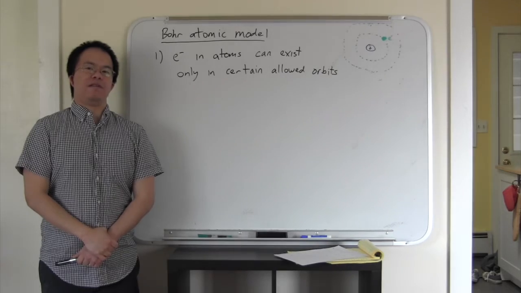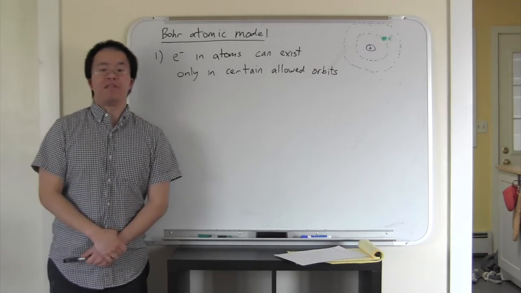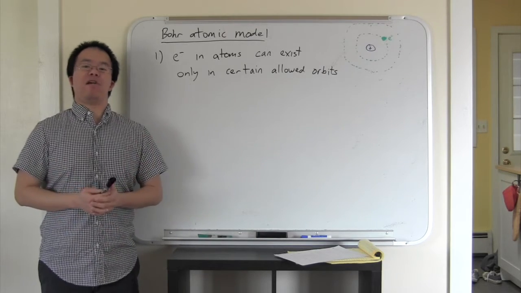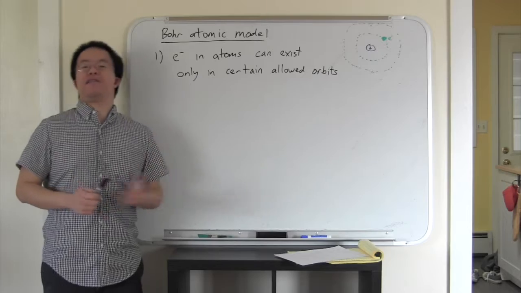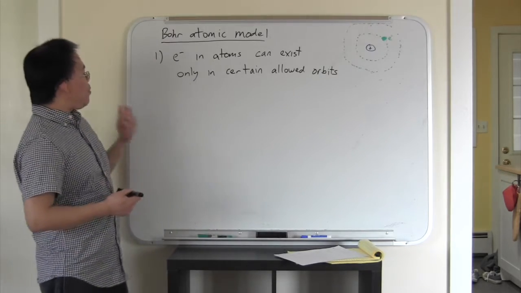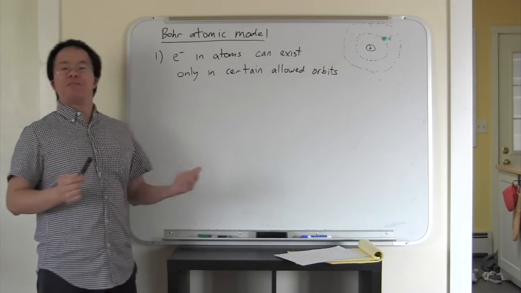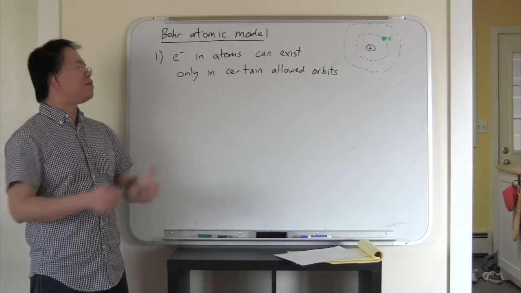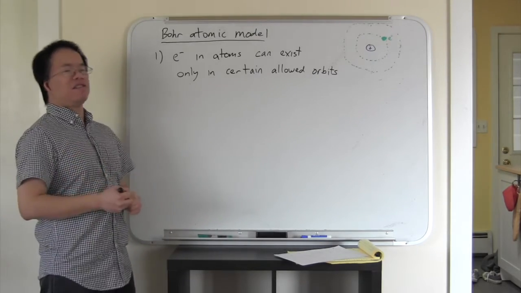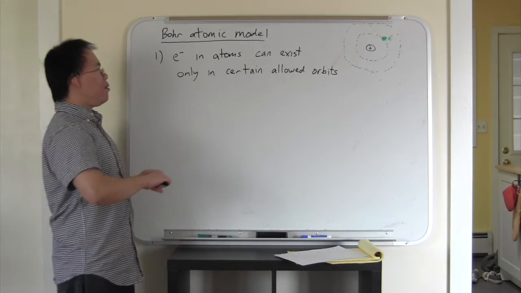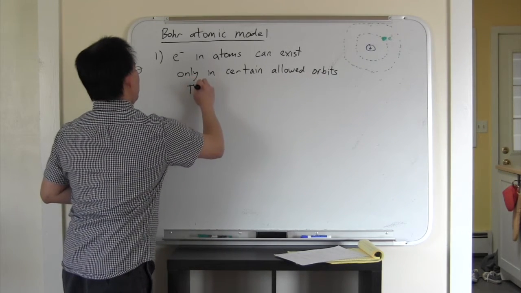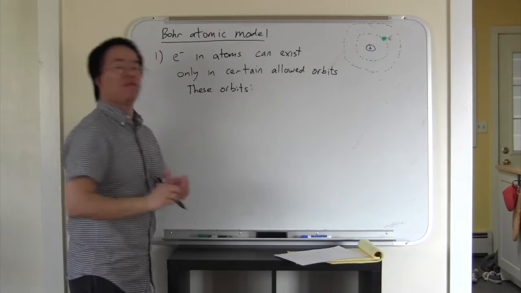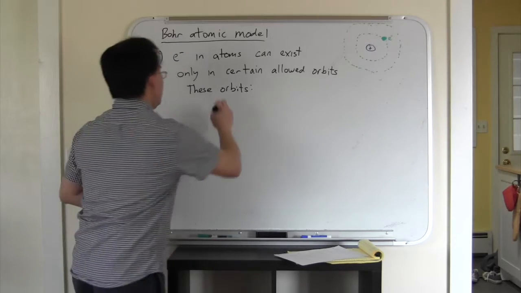So you probably learned in, say, high school chemistry about the structure of the atom and how atoms consist of a positively charged nucleus surrounded by negatively charged electrons. Bohr's model of the atom says that the electrons in atoms can only exist in certain allowed orbits, orbits of a particular radius. There are a couple of properties of these orbits. These orbits, first of all, have discrete energies.